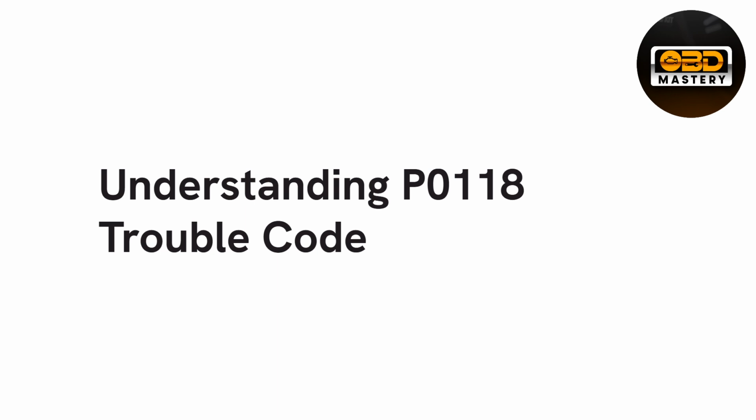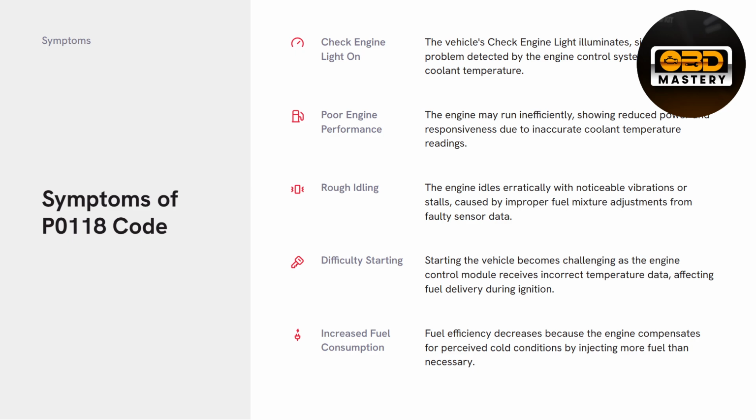And in this video, we're going to be going over the symptoms, causes, and solutions of P0118, and we're just going to give you general insight of how you could tackle this issue. Now, the symptom of P0118 is going to be check engine light illumination. This is the problem detected by the ECM or ECS related to coolant temperature. So if you have this code, it has to do with coolant temperature.